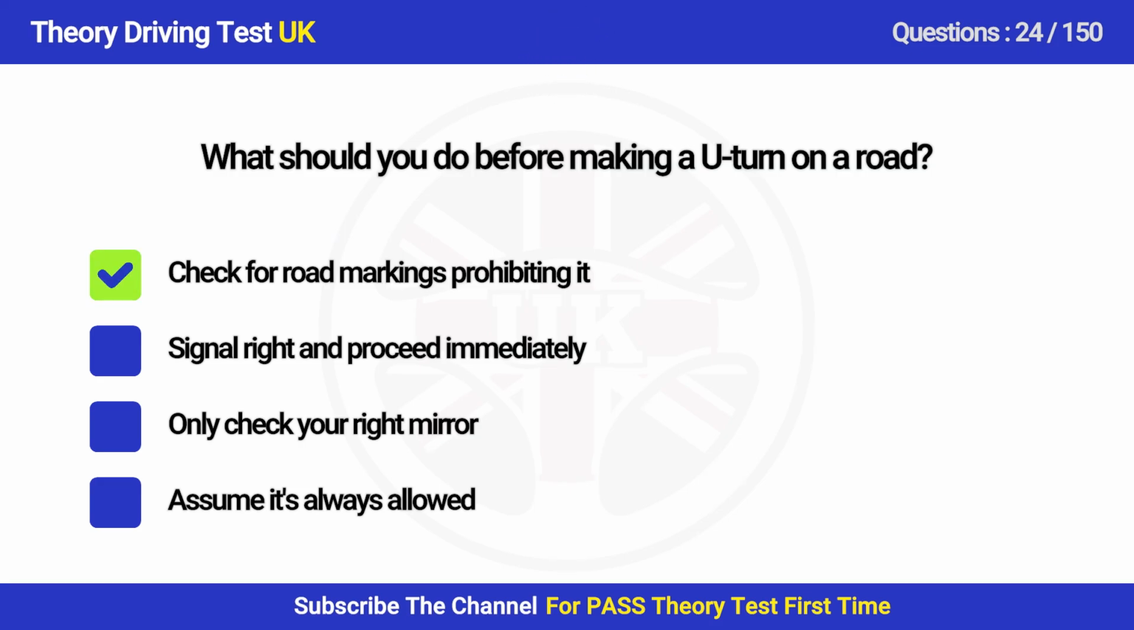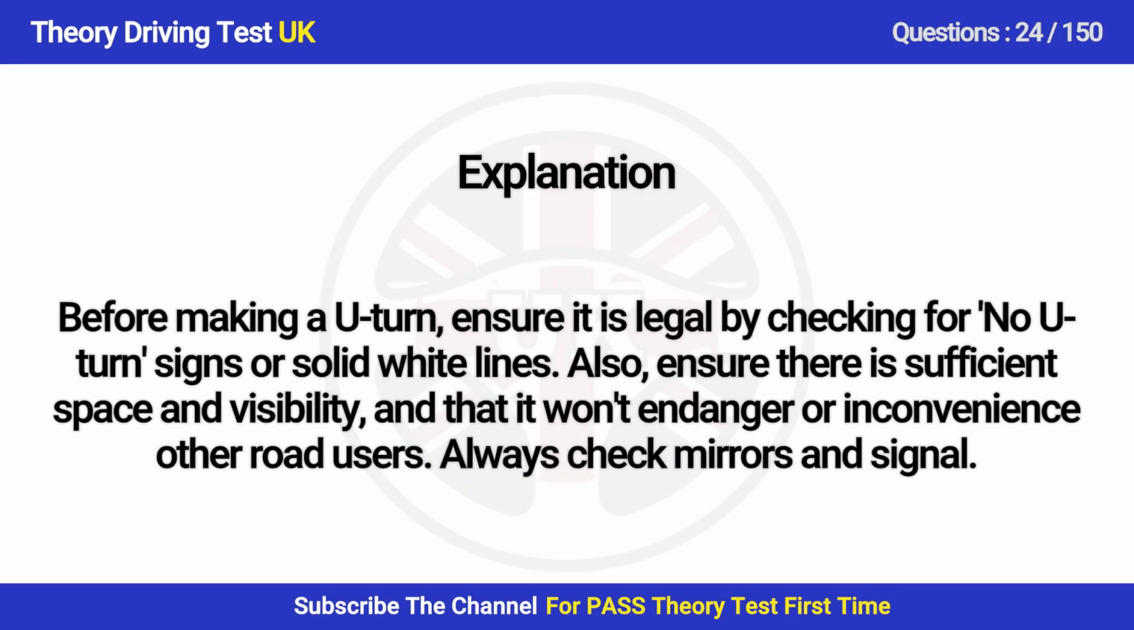Answer is A. Check for road markings prohibiting it. Before making a U-turn, ensure it is legal by checking for no U-turn signs or solid white lines. Also, ensure there is sufficient space and visibility, and that it won't endanger or inconvenience other road users. Always check mirrors and signal.